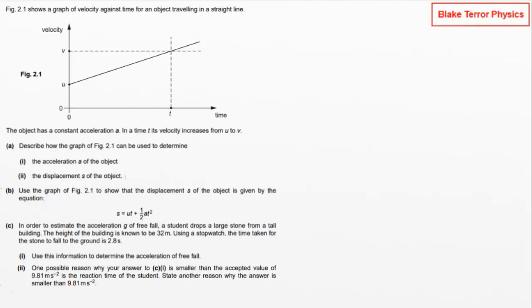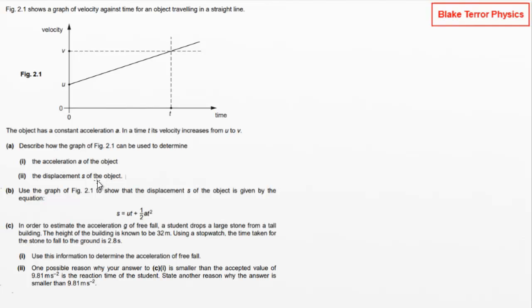Figure 2.1 shows a graph of velocity against time for an object traveling in a straight line. Object has a constant acceleration, yeah. In a time t, its velocity increases from u to v, yes. Describe how the graph can be used to determine the acceleration and displacement.